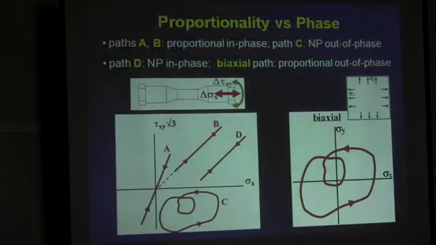But one thing before we go on, just to make sure we make a distinction between proportionality and phase. Here you see tension-torsion. This path A is proportional and in phase. Path B is as well, but with a mean stress.